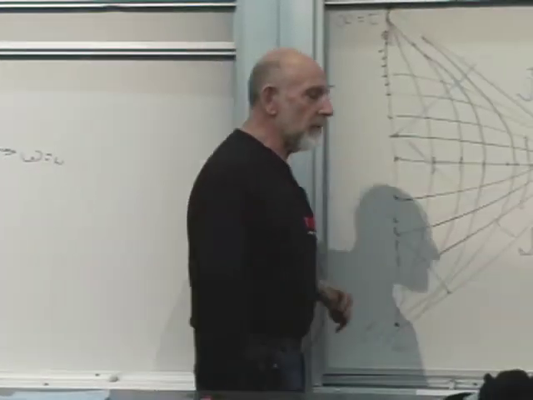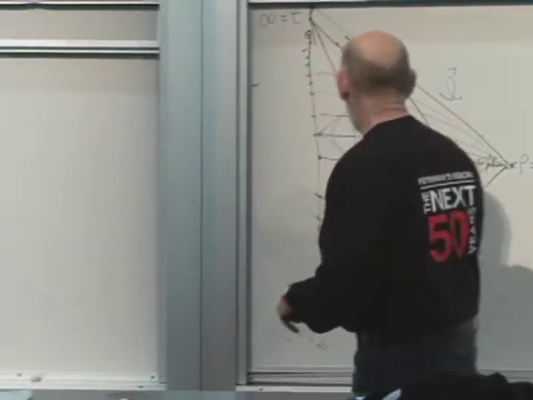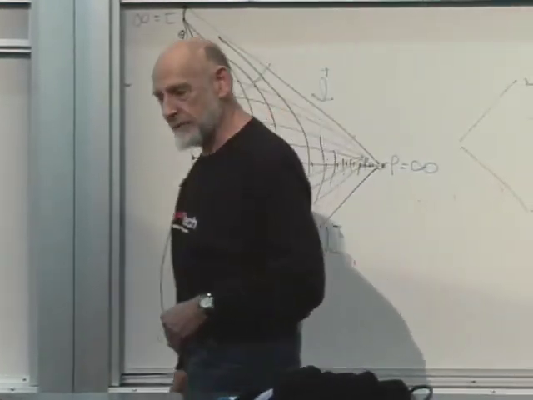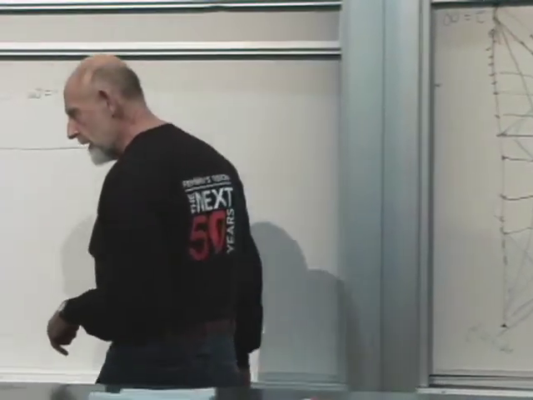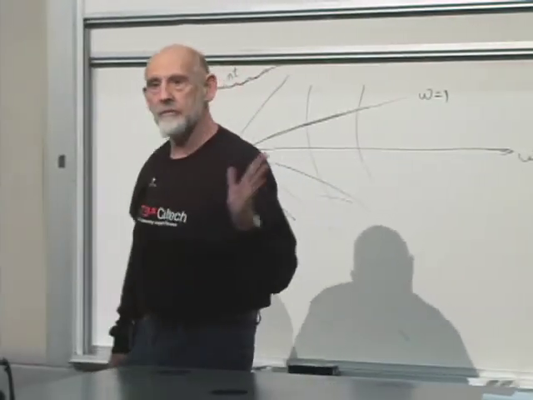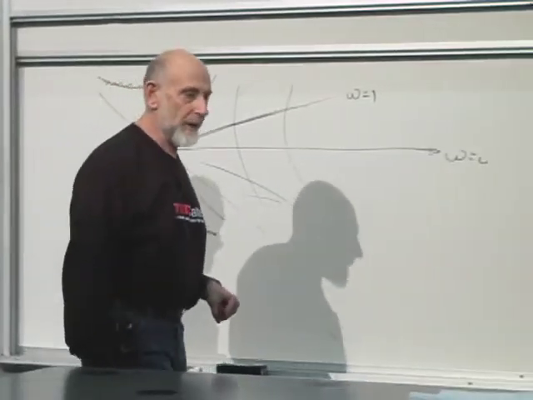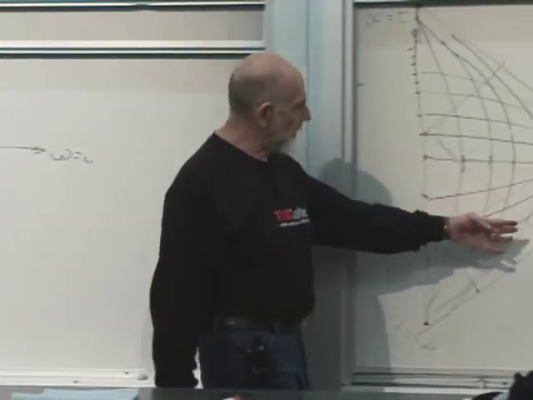Where's the diagram that represents empty space? That's here. That's empty space. No black hole, just plain empty space. Maybe with some photons coming in.